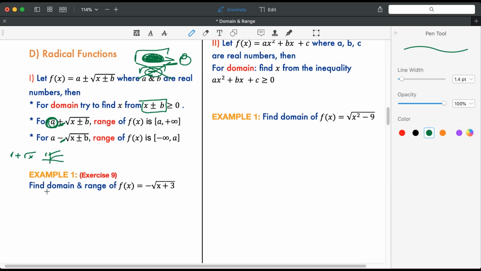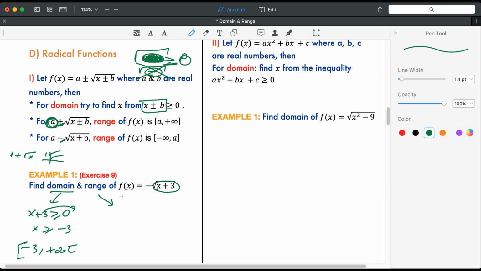Exercise 9 in the book, find domain and range. To find the domain, look at the inside, look at the radicand. The stuff in the radical is called the radicand. So set the radicand greater than or equal to 0. So x is greater than or equal to, bring 3 over, negative 3. We can write this in interval notation. So from negative 3 to positive infinity will be our domain. Negative 3 is included because it's greater than or equal to.